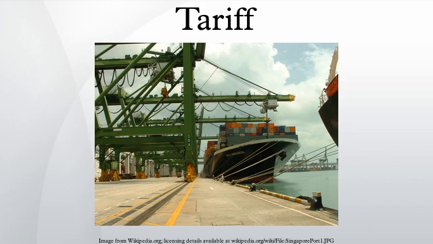Etymology: the word comes from the Italian word tariffa, translated as list of prices, book of rates, which is derived from the Arabic ta'rif, meaning making known.